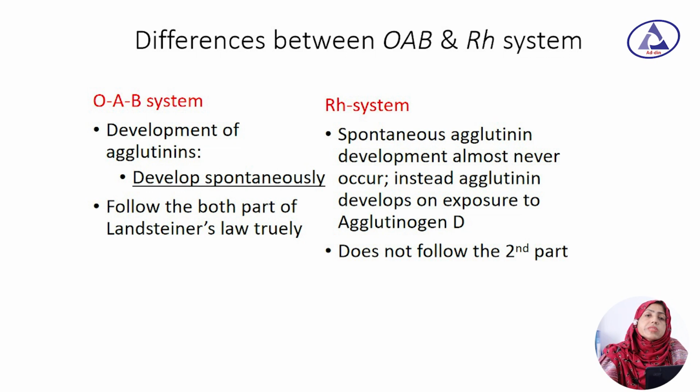What is the difference between the ABO system and the Rh system? In the ABO system, agglutinin develops spontaneously. But in the Rh system, spontaneous agglutinin development almost never occurs. Instead, agglutinin develops on exposure to agglutinogen D. The ABO system follows both parts of the Landsteiner law, but the Rh system does not follow the second part.